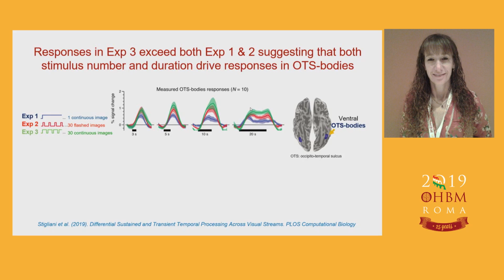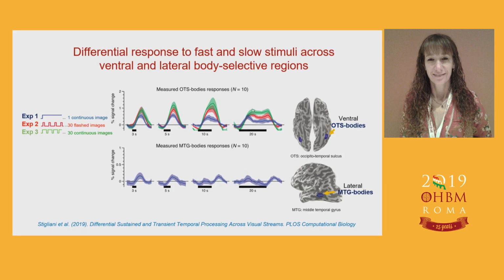We see a very different response profile in a high-level body part selective region in the lateral stream. In fact, this region only responds to the onsets and offsets of the stimulus, and basically there's very little response during the sustained visual presentation. However, when you show 30 very short images, you get really robust response in this region. And furthermore, when you show 30 images for even a longer duration, you don't get really any additive response, and this really suggests that the transients are driving responses in this region.